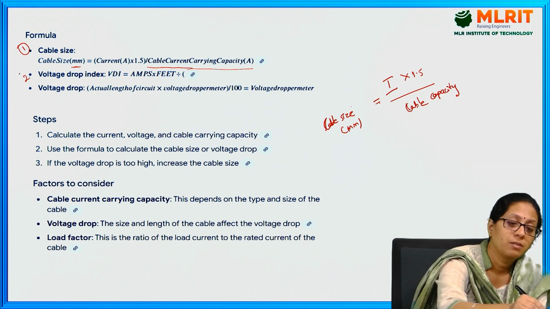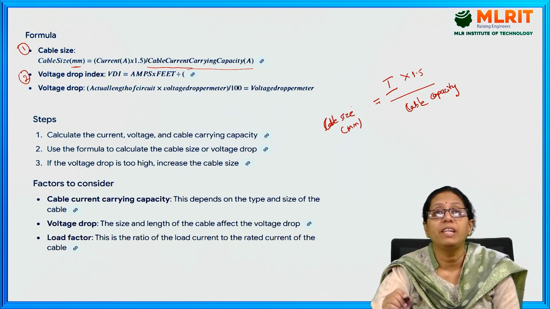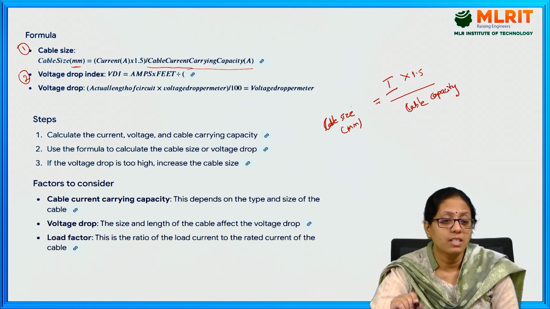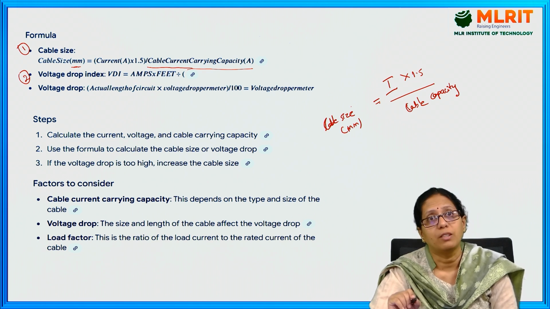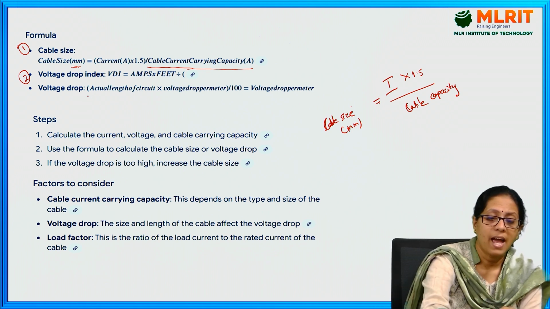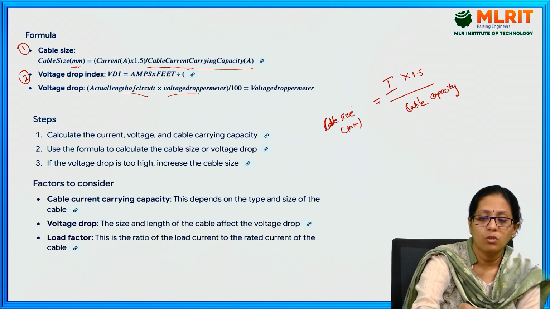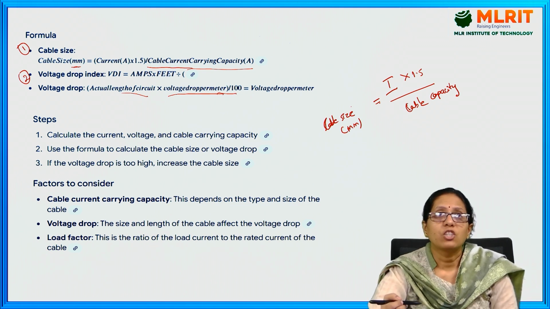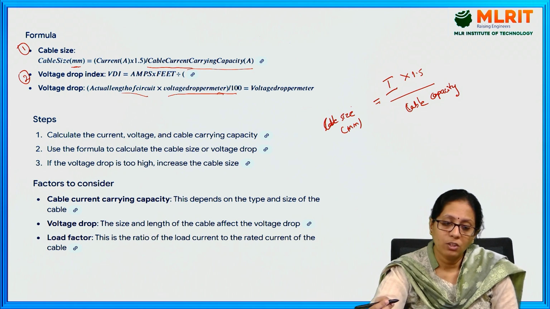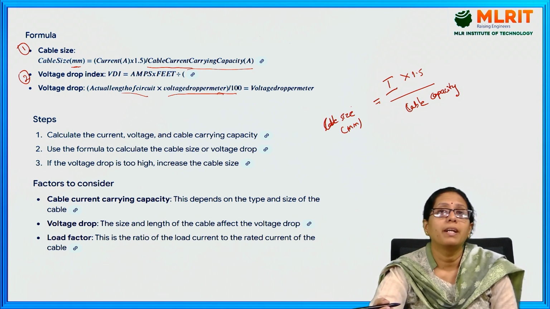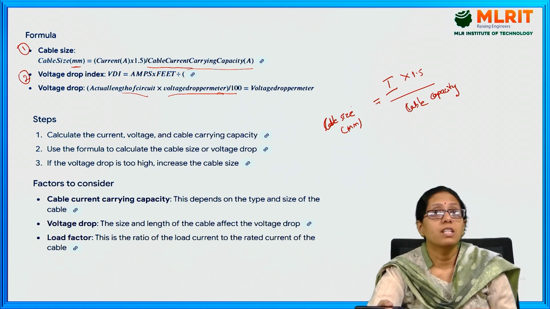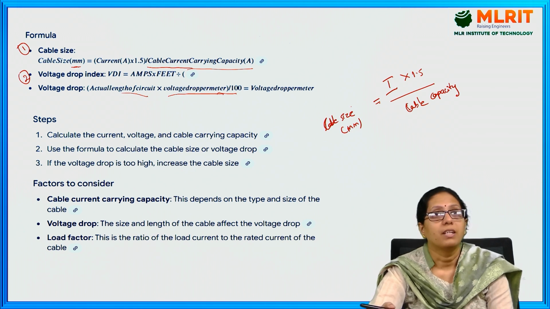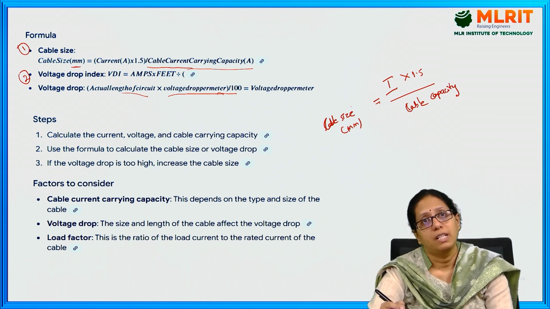The second one is voltage drop index, VDI. For voltage drop index, you can see the formula is amperes into feet. Next one is voltage drop. Actual length of the circuit into the voltage drop per meter divided by 100 will give you the actual voltage drop. So there are different steps for calculating the current and different factors also to be considered.